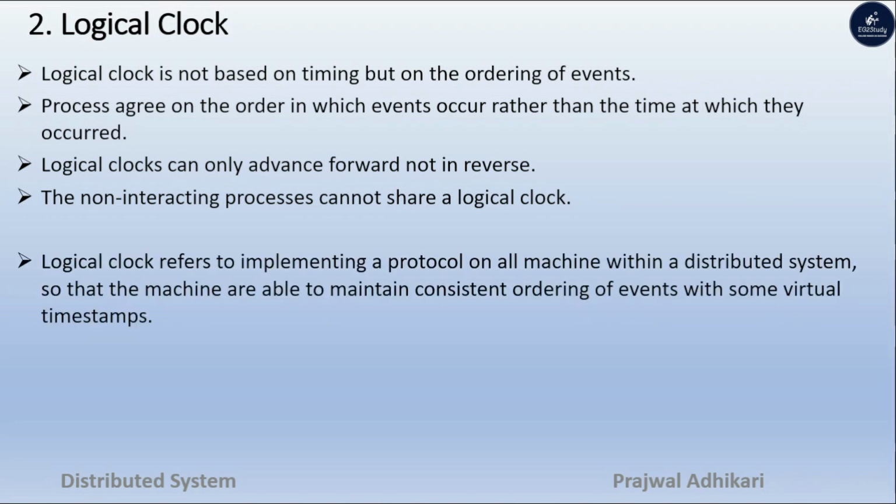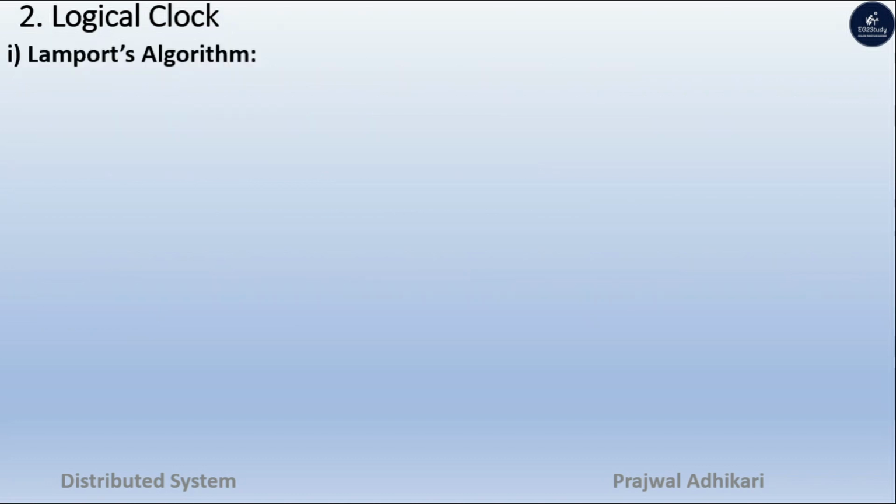Logical clocks refer to implementing a protocol on all machines within a distributed system so that the machines are able to maintain a consistent ordering of events with some virtual timestamp. There are two types of logical clock algorithms: Lamport's algorithm and Vector clock algorithms. Here we will study Lamport's algorithm.